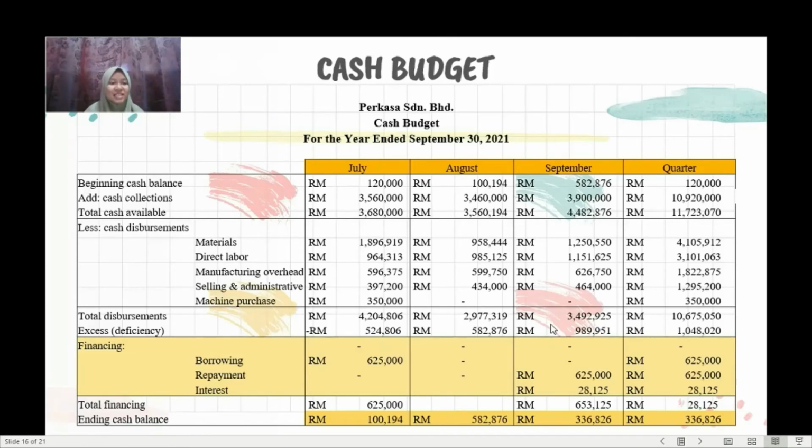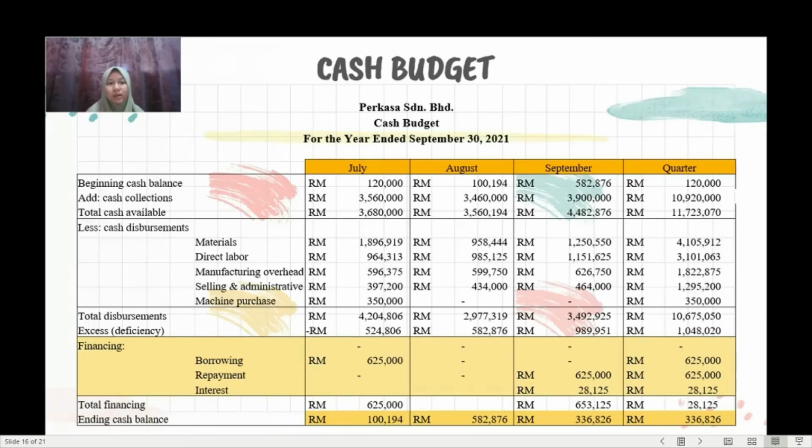For the excess and the deficiency, if the total cash available is less than the total disbursements, it means that there is a deficiency in the company. As we can see, there is a deficiency in July, so we need to borrow. The company needs to borrow about 625,000. So the total financing is the total borrowing. The ending cash balance is 100,194.